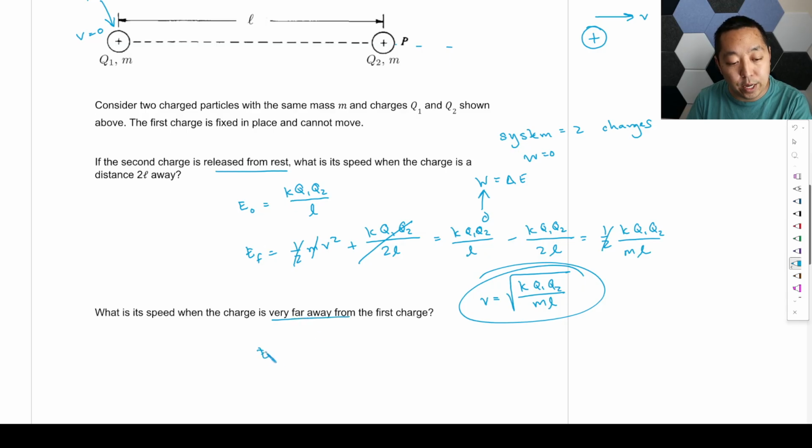So very far away, now we say the energy is just kinetic energy. Because if the denominator is really, really big, this is almost zero at that point, right? Because we're saying we have only kinetic energy left because the distance is so far that the electric potential energy is almost zero. So that's going to be equal to whatever the initial energy was, K, Q1, Q2 over L. And then multiply by 2, divide by m.